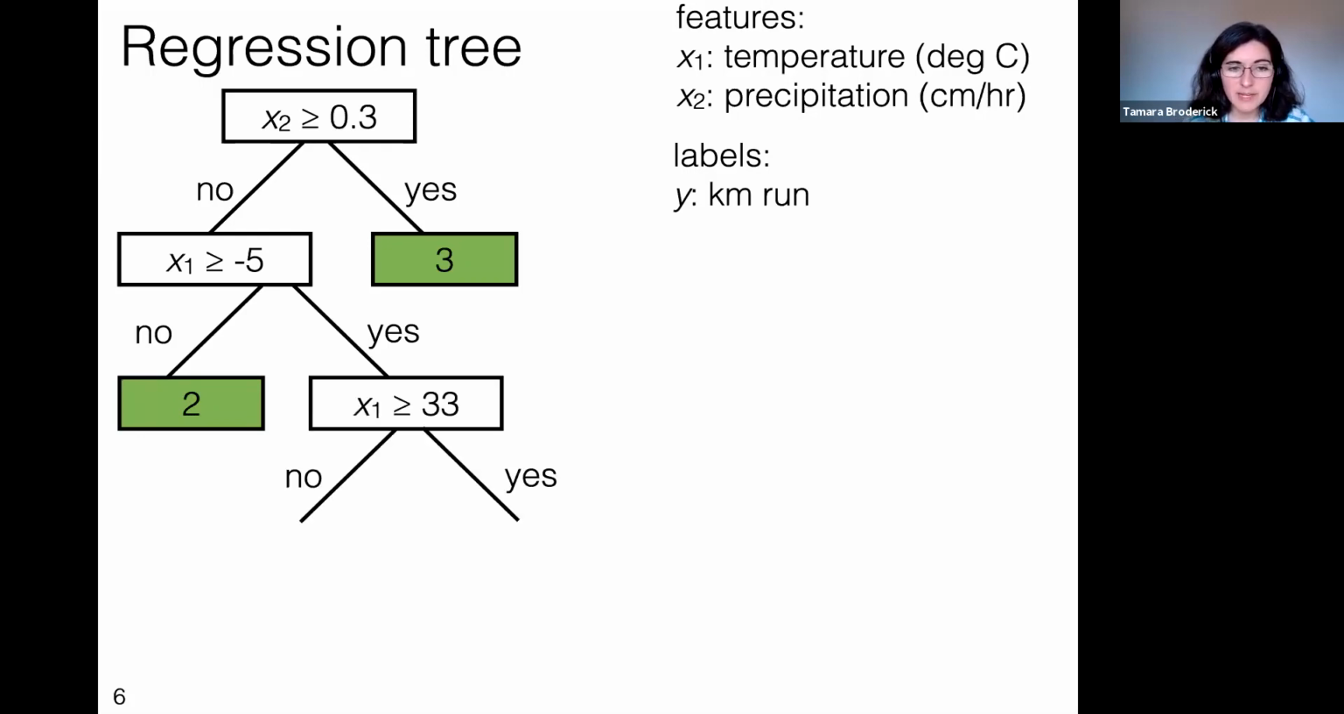If it's yes, maybe I'll ask, is it warm? Is it way too warm? Is x1 greater than or equal to 33? So if it's very warm, or if it's in sort of intermediate temperature, so it's not too cold and it's not too hot, maybe I'll go outside and I'll run a good 5 kilometers. And if it's very warm, I don't feel like doing anything, and so maybe I'll just run 0.